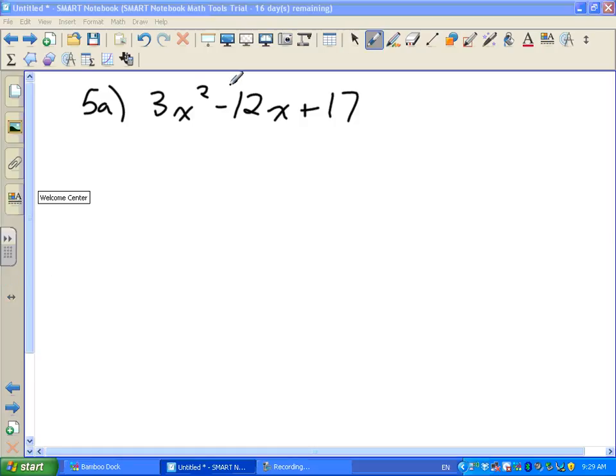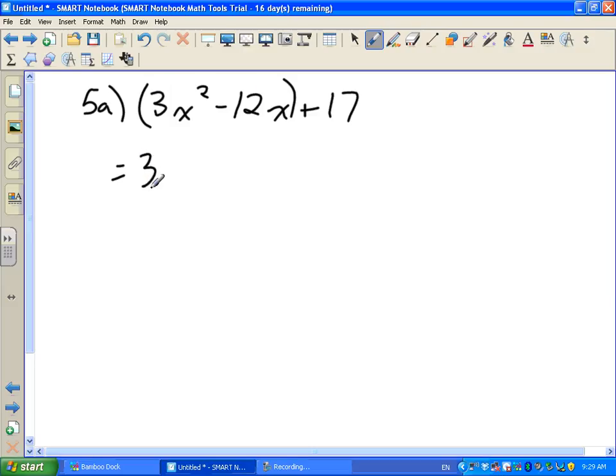So our very first step that we talked about is I need to find a greatest common factor of our first two coefficients, so our A and our B. In this case, the greatest common factor between A and B is 3. So I take the 3 out. When I divide these two terms by 3, I end up with x squared minus 4x, then outside the brackets plus 17. So our very first step was to find the greatest common factor of our first two coefficients, bring it outside.